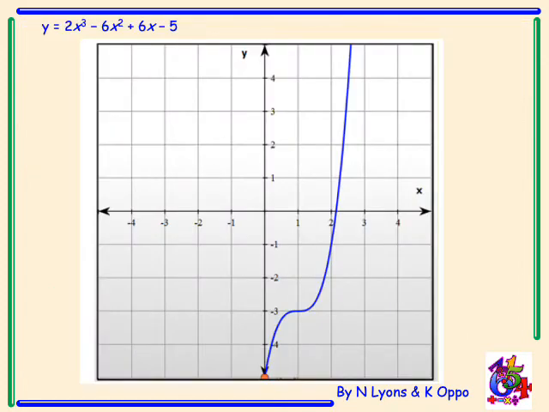So let's look at the curve. It's 2x cubed minus 6x squared plus 6x minus 5. Again, you should understand that's a cubic. It's a positive cubic. The coefficient of x cubed is a plus 2, so it's going to be rising, turning and rising again. A positive cubic. And we have here a rising point of inflection at (1, -3) as shown on the curve. That's where the gradient has gone to 0.